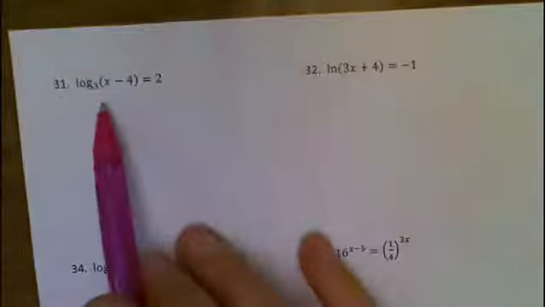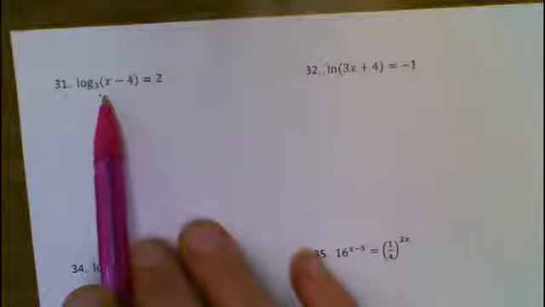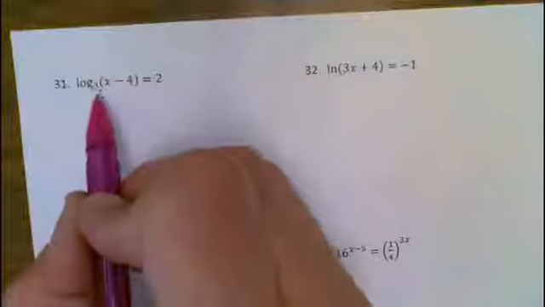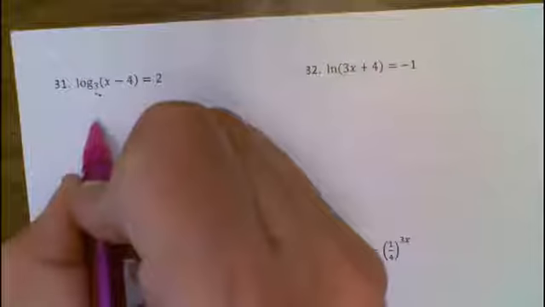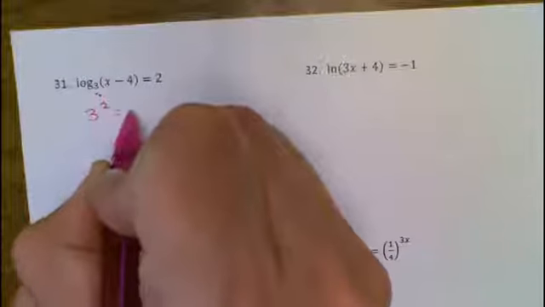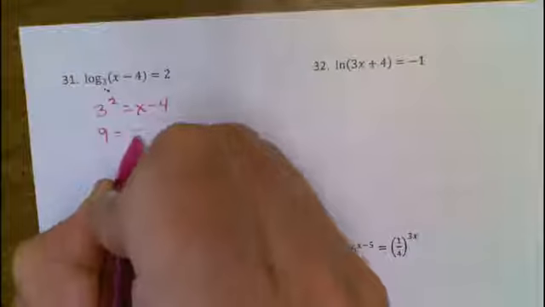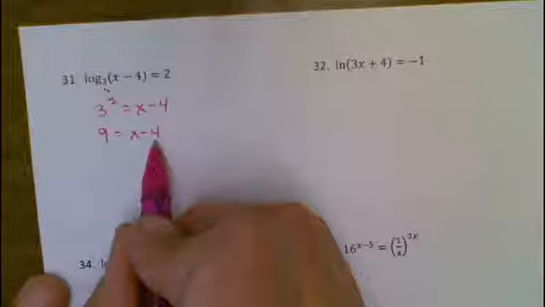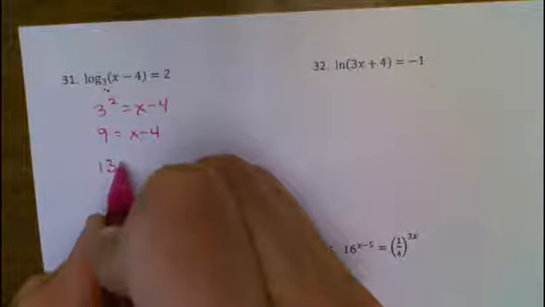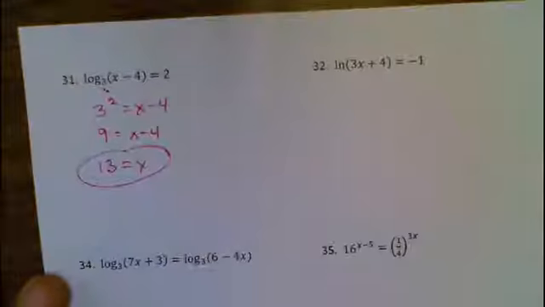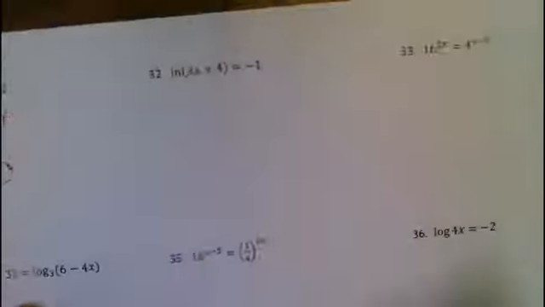Alright, so then on the back starts the log equations. Now with a log equation, we got the log by itself, and we're going to put it into exponential. So 3 squared has to equal x minus 4. So 3 squared is 9. 9 equals x minus 4. I add 4 to both sides, and I get x is 13. That one I didn't even need my calculator for.